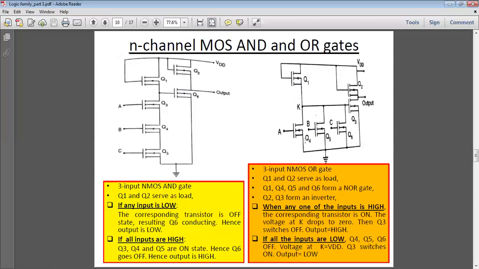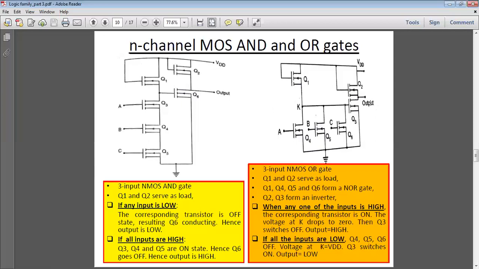So this is it. And the right hand circuit acts as an OR gate. Q4, Q5, and Q6 are connected in parallel. Q1 and Q2 are acting as a load. So basically Q1, Q4, Q5, Q6 construct a NOR gate and Q2 and Q3 act as a NOR gate. So the overall circuit acts as an OR gate.